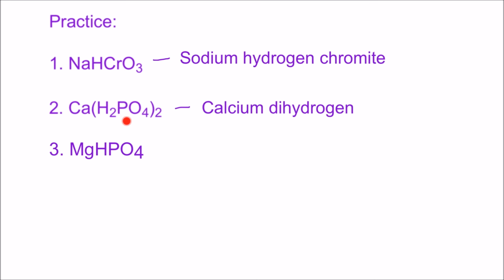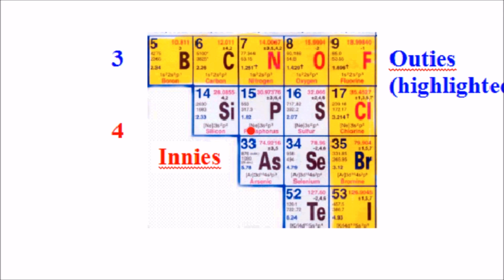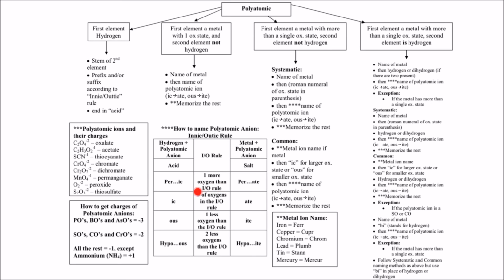We're going to say the stem of our nonmetal, which is going to be phosphate, because it's back in a salt. And then we need to pick the ending. So we have 4 oxygens. Let's go look at the any-outie rule. Phosphorus is an innie and it wants 4 oxygens. And if it gets the number of oxygens that it's supposed to have, we finish with ate.